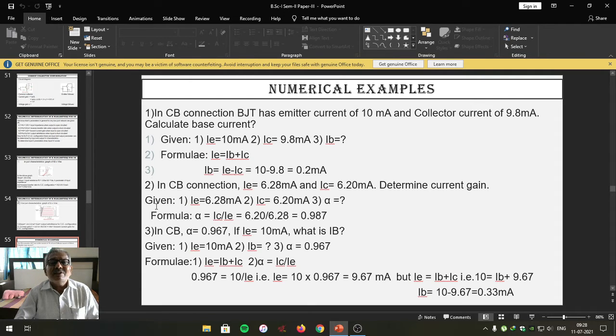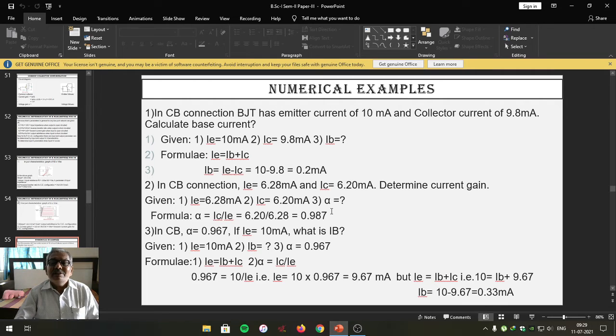So write the given quantities again. IE is equal to 6.28 milliampere, IC is equal to 6.20 milliampere, and you have to calculate the current gain represented by alpha is equal to question mark. Find the formula that shows the relation between alpha, IE and IC. And that formula for common base is alpha is equal to IC upon IE. Put the value of IC as 6.20 milliampere, IE as 6.28 milliampere. Just perform the division, you will get the answer as 0.987.